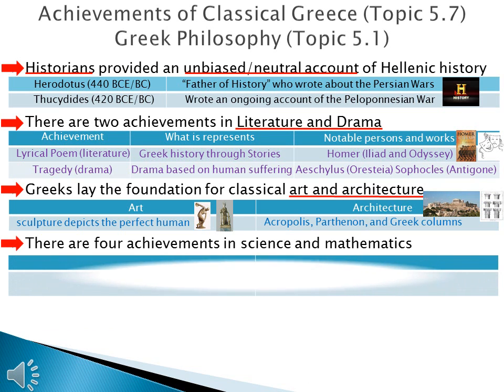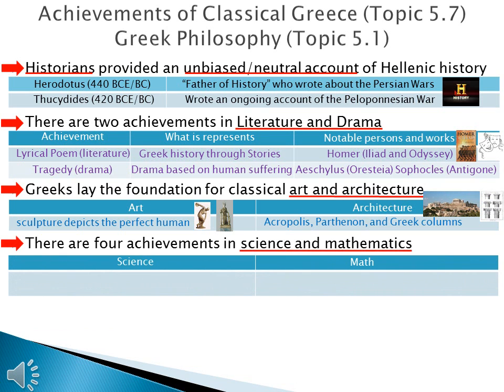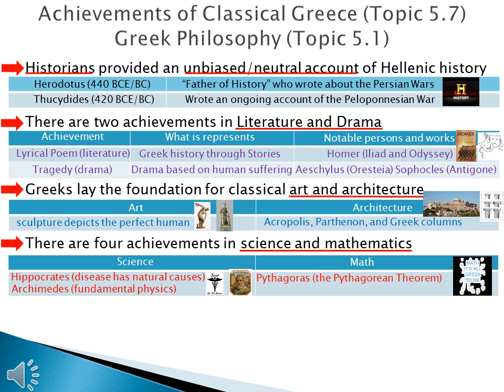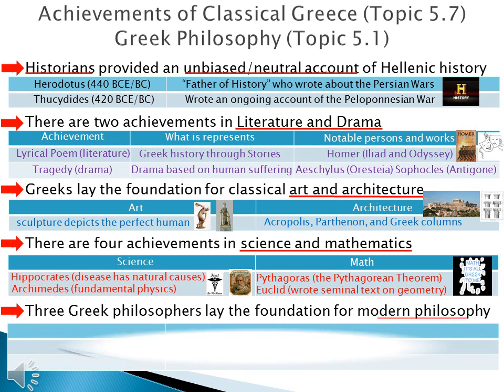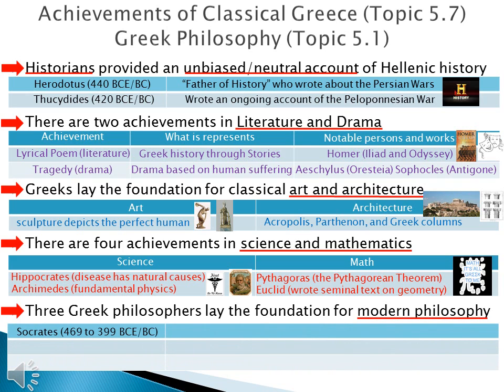Furthermore, there are four achievements in science and mathematics. With science, Hippocrates discovers that diseases have natural causes, and Archimedes is the father of fundamental physics. With math, Pythagoras develops the Pythagorean theorem, and Euclid wrote the seminal text on geometry. Finally, three Greek philosophers lay the foundation for modern philosophy.